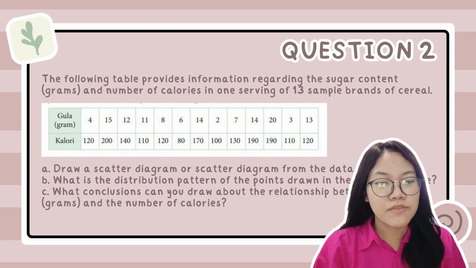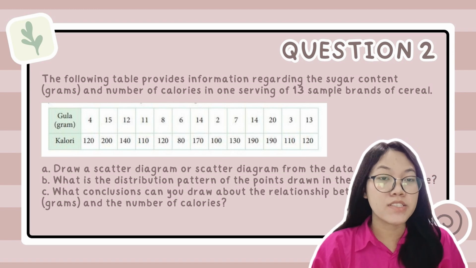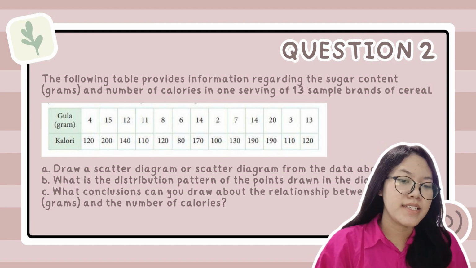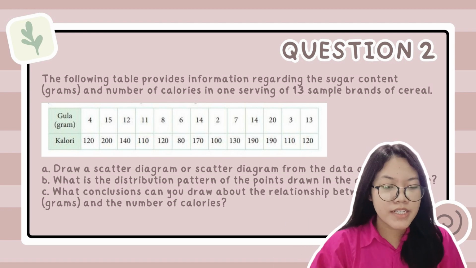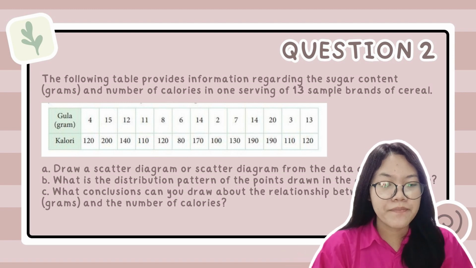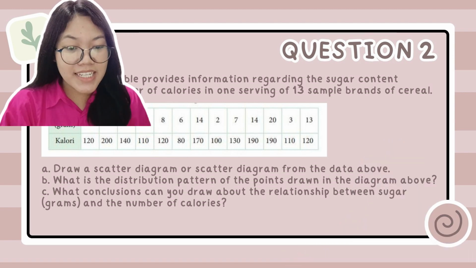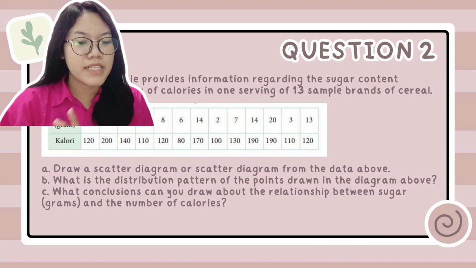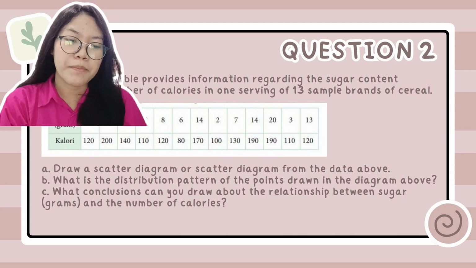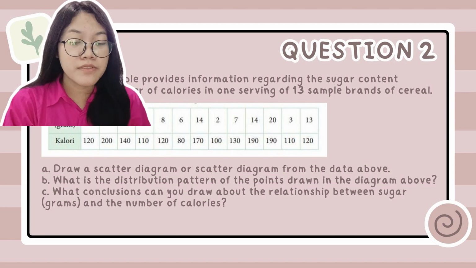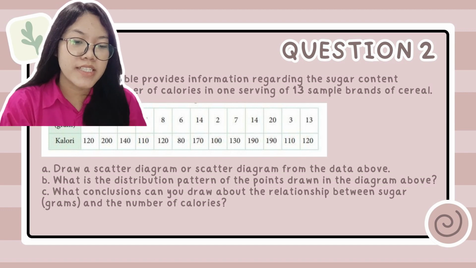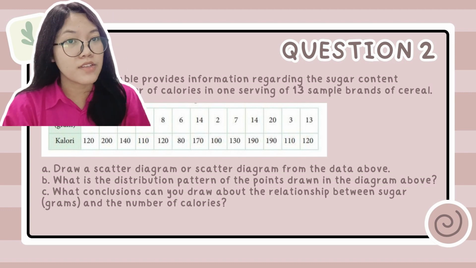The problem is the following: the table provides information regarding the sugar content and number of calories in one serving of 13 sample brands of cereals. The table is this. Point A: draw a scatter diagram from the data above. B: What is the distribution pattern of the points drawn in the diagram above? And C: What conclusion can you draw about the relationship between sugar and the number of calories?